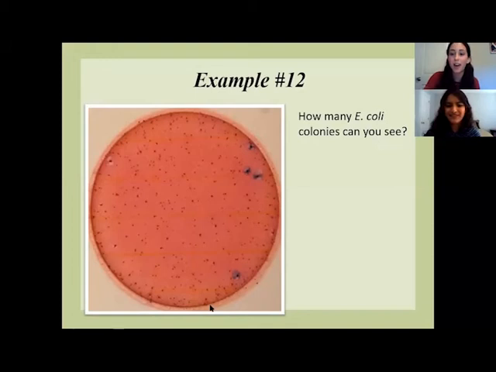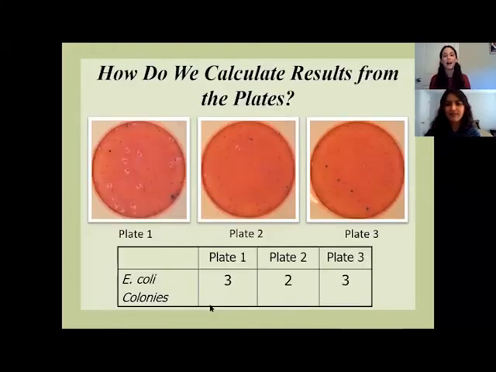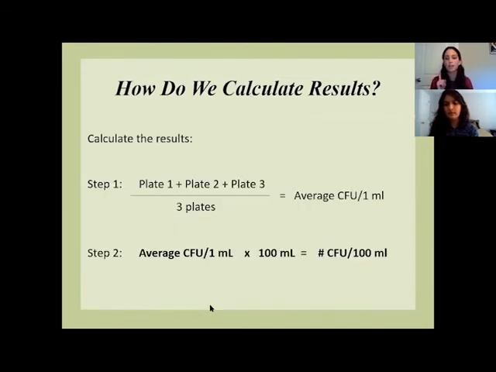All right, we're gonna talk to you now about how to calculate the results from your plates. So as you remember, you take 3 plates per 1 sample. So you have your world pack and you're gonna do 3 plates from that 1 bag. And so now we're gonna calculate the results that you get from 3 different plates. So here is our example. We have on plate 1, 3 colonies, plate 2 has 2, and plate 3 has 3. So we're gonna take the sum of plate 1, 2, and 3 and divide it by the number of plates, which is 3. And that's gonna get your average colony forming units per 1 milliliter.